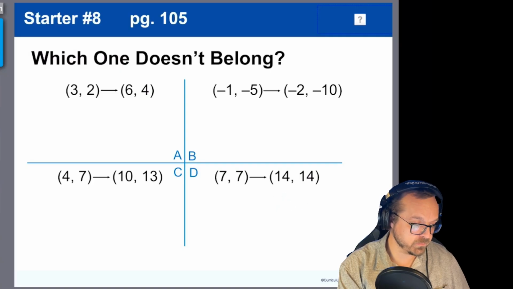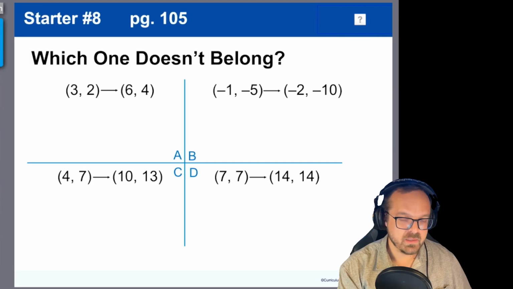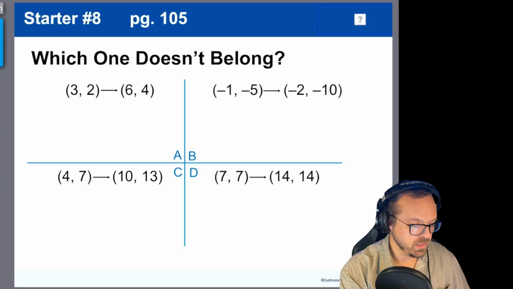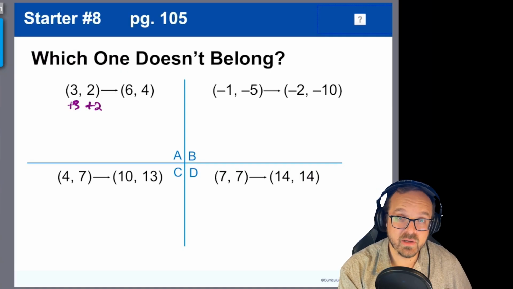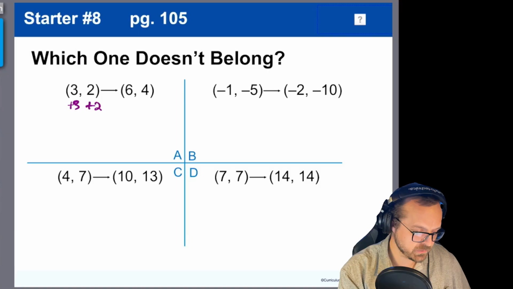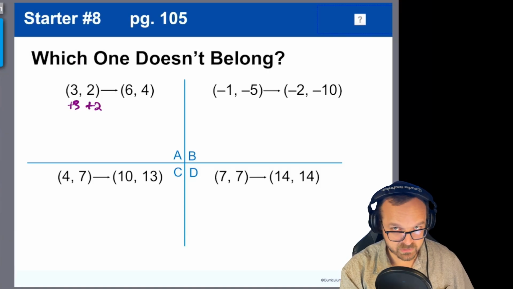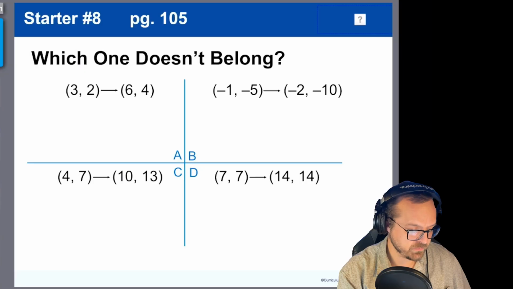So here we are. How do we go from (3, 2) to (6, 4)? Well, there are a couple of ways. We could add 3 to the x's, and then add 2 to the y's, but that would be a translation up and to the right. I mean, all these could be written as translations. So let's get a little bit more specific here.